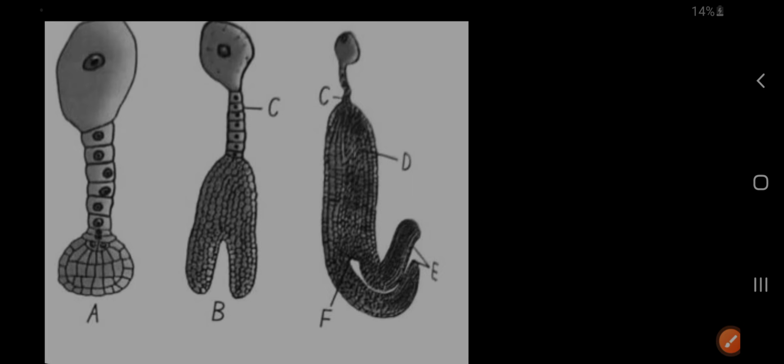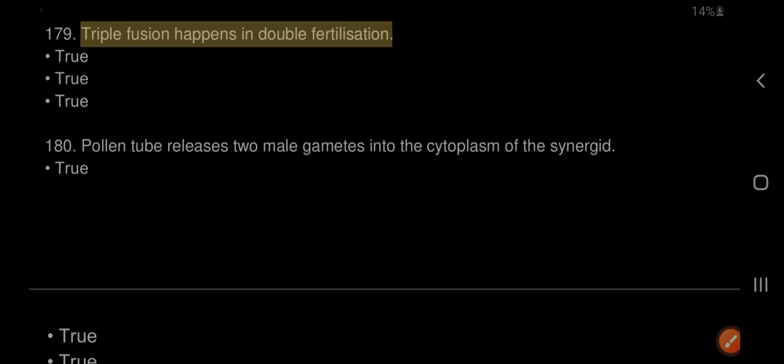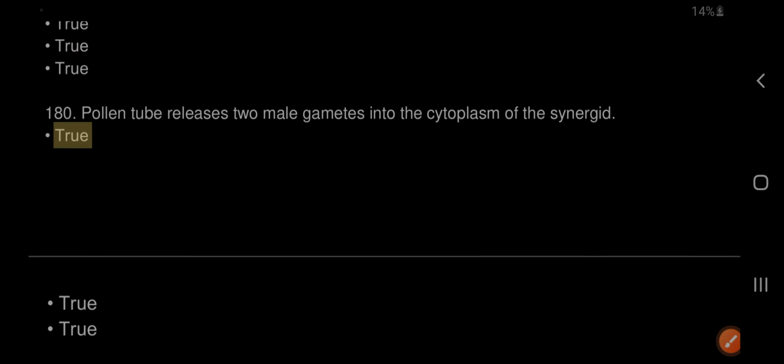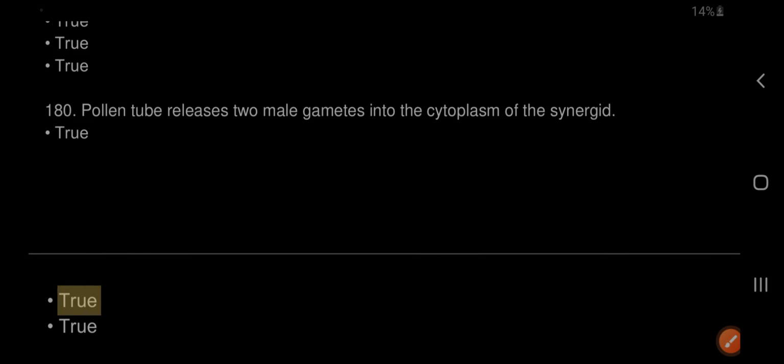179. Triple fusion happens in double fertilization. True. 180. Pollen tube releases two male gametes into the cytoplasm of the synergid. True. 181. The male gametes fuse with dash and dash. Egg and central cell.